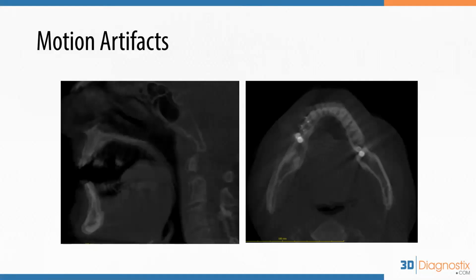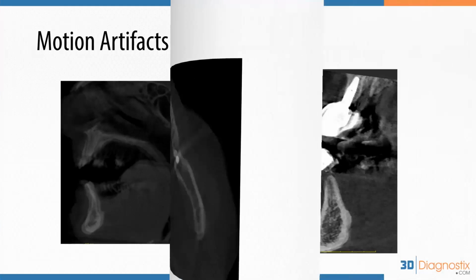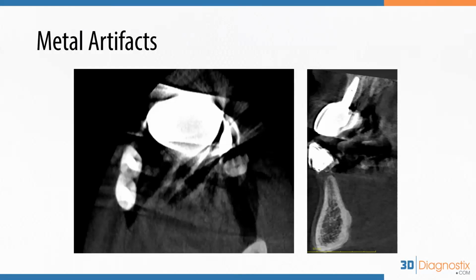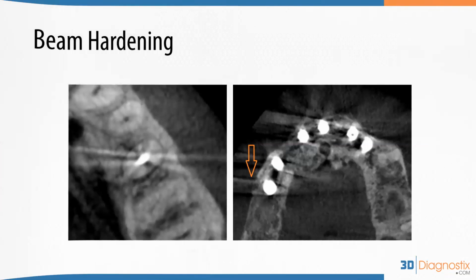These are some images illustrating the motion artifacts, where you can see a mirrored image in the CT scan. This affects visualization of the bone and the teeth as well. Metal artifacts are also going to cause scatter that makes visualization even harder and impairs it. Same goes for beam hardening.